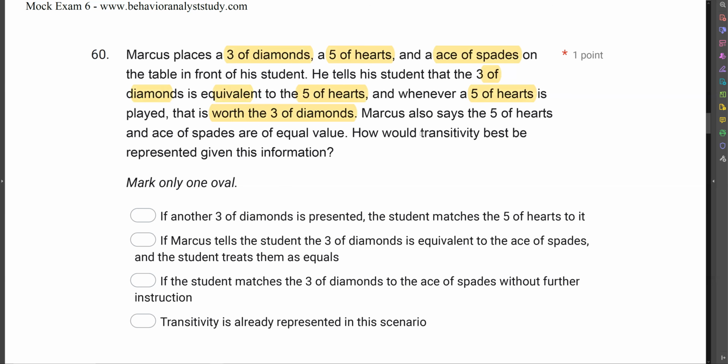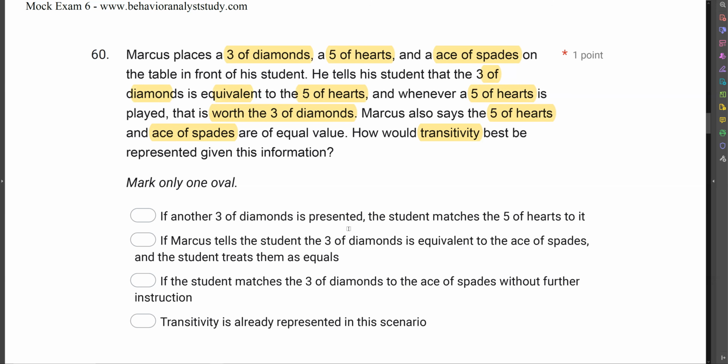But what we're looking for is transitivity. So transitivity is when we derive a relation that is untaught. Untaught's the key. You can't teach a relationship and have it be transitivity. It has to be derived. It has to be untaught. So Marcus also says the 5 of hearts, B, and ace of spades, C, are equal. So what do we know so far? A equals B, B equals A, B equals C. Transitivity is A equals C. So our answer choice has to reflect some sort of untaught relationship between 3 of diamonds and ace of spades.